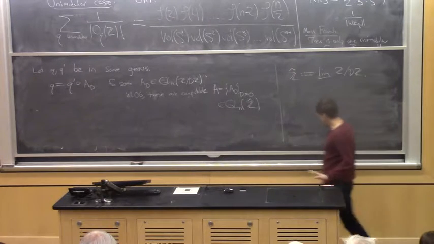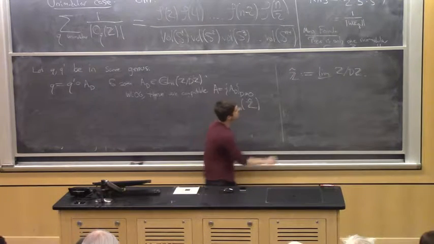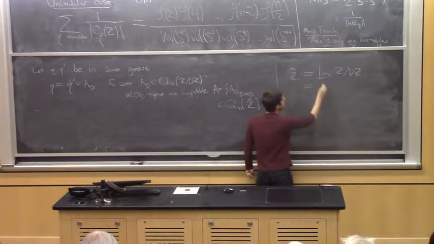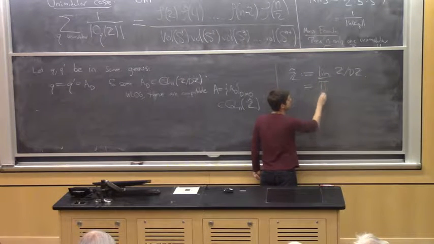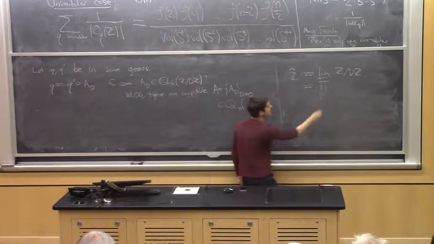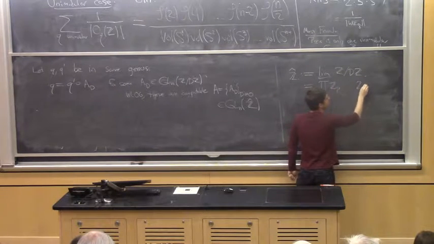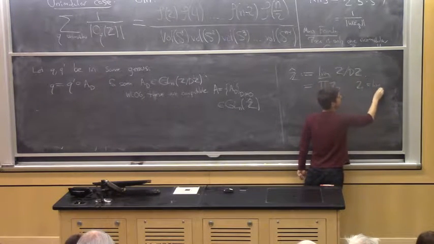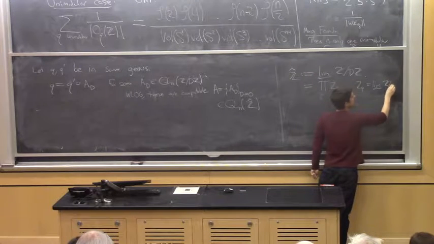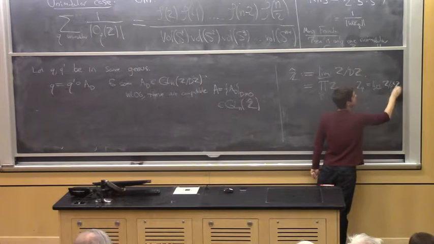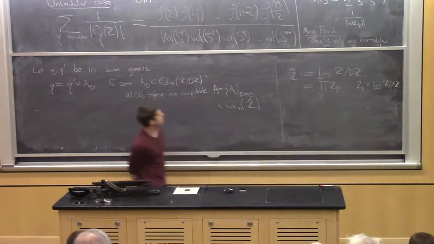Now this ring has some other descriptions which will be convenient. So by the Chinese remainder theorem, another description of this is it's a product over all prime numbers p of the p-adic integers, where the p-adic integers means you take the inverse limit of Z mod p to the k as k goes to infinity.